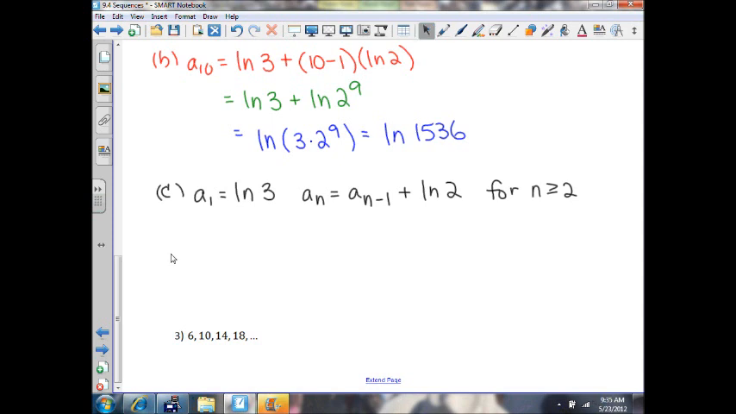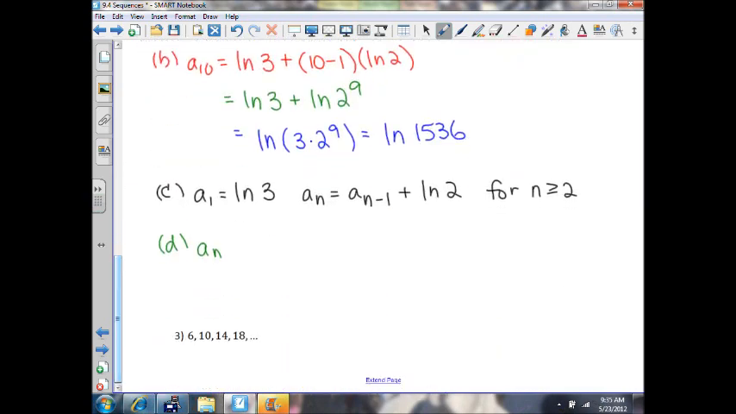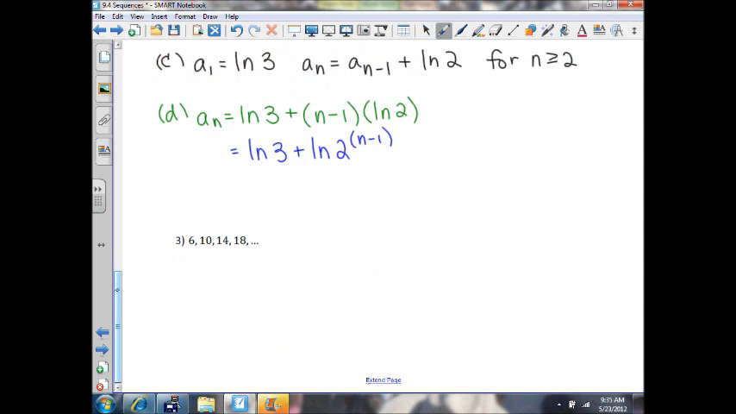Now for part D, this is where it gets a little tricky. a sub n, we're going to go back to the beginning, will be your original term plus n minus 1 times our common difference, ln of 2. Now we can simplify this. Because you're adding two logs, they have the same base, it'll be just like that. So there's your part D.